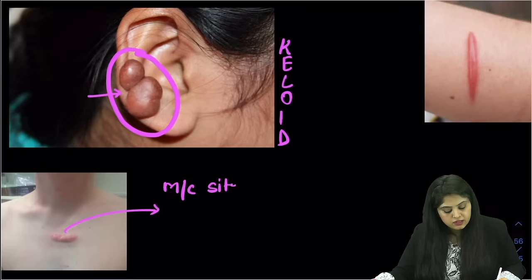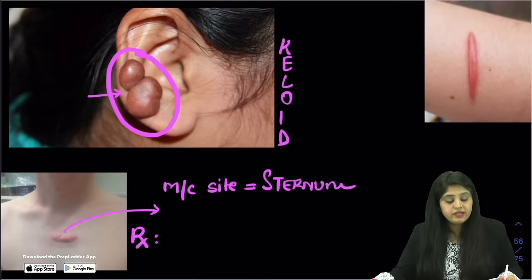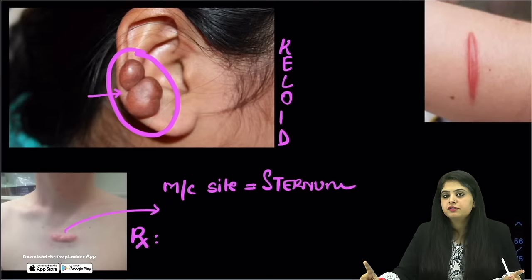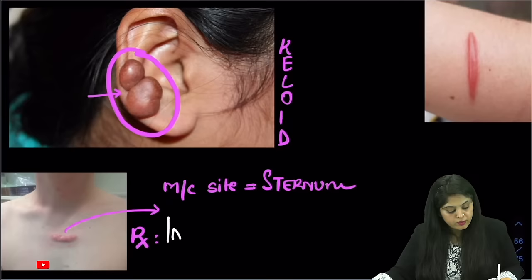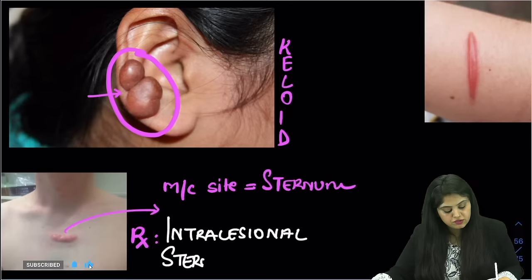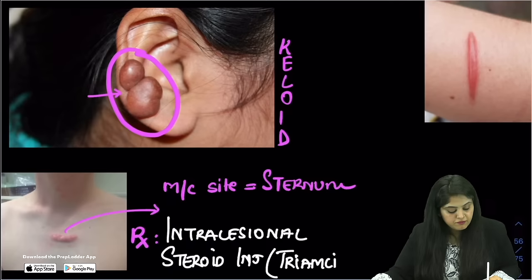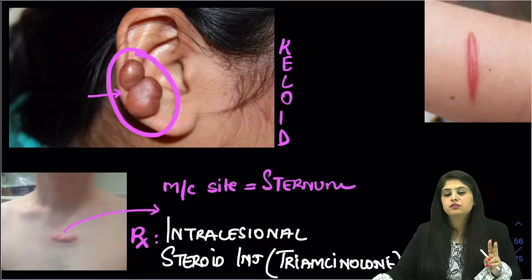They ask you what is the treatment of a keloid. First line of treatment, never ever do a surgery. Later on, if things don't go right, then you can think of surgery, but in the first line you are going to give an intralesional injection of a steroid. The steroid most commonly used, as you must have studied in pharmacology and surgery, is triamcinolone, given as an intralesional injection. Yes, these are the two most famous questions of keloid.